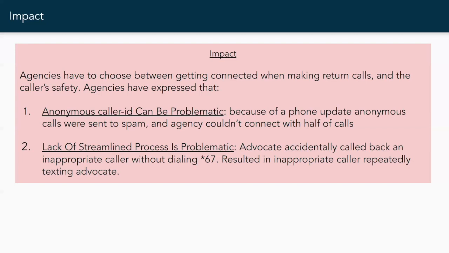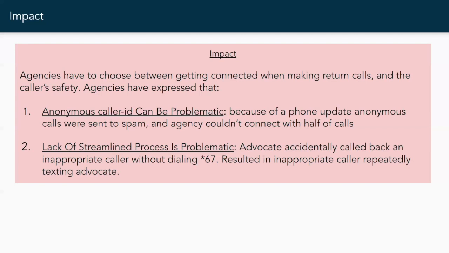And one is, advocates trying to remember star 67 doesn't always work. I've worked with an advocate who accidentally called back an inappropriate caller who had left a message and requested service without dialing star 67. And it resulted in the inappropriate caller actually reaching out to that advocate directly on her personal phone to try to continue to be inappropriate.